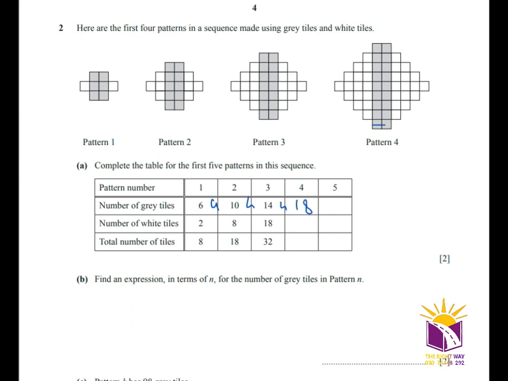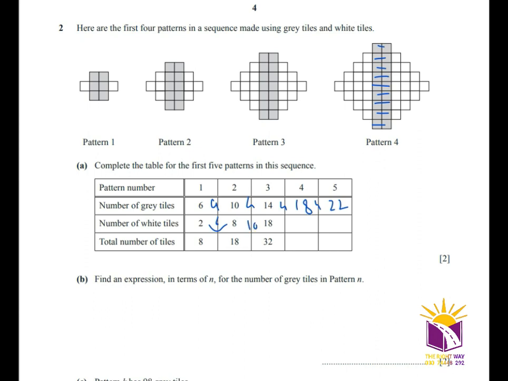You can calculate 2, 4, 6, 8, 10, 12, 14, 16 and 18. And again adding 4 will be 22. Number of white tiles: first you have 2 tiles, then you get 8 tiles by adding 6. Then you get 18 tiles by adding 10.